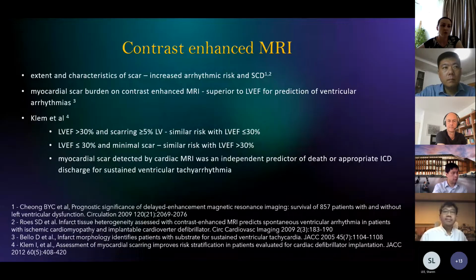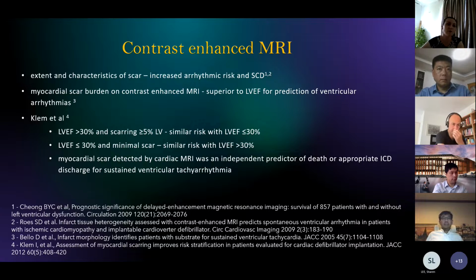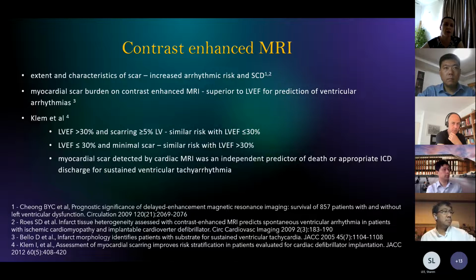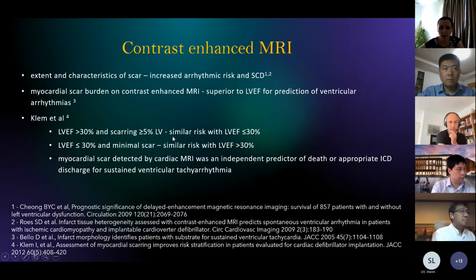The myocardial scar burden on contrast enhanced myocardial magnetic resonance imaging showed to be superior to left ventricular ejection fraction for prediction of ventricular arrhythmias in many studies. And integrating the late gadolinium enhancement and left ventricular ejection fraction in a clinical algorithm significantly improved the risk stratification for sudden death, providing relevant implications for ICD allocation in a study published in 2012.